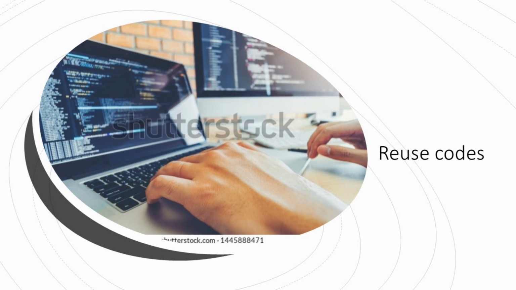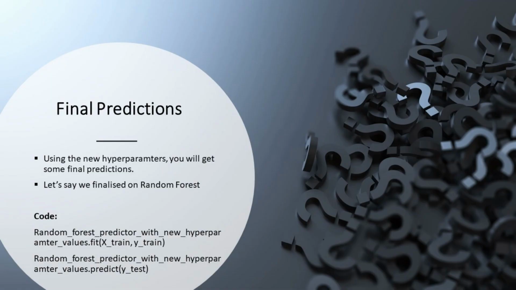So using the new hyperparameters, you will get some predictions, right, for your Y. And then what we will do is like this. So you will have a random forest predictor with new hyperparameter values, because you have used the grid search in the previous slide, right? Now you will be fitting this new predictor on your X train and Y train. And again, you will check the accuracy. It will be much better than 86%.